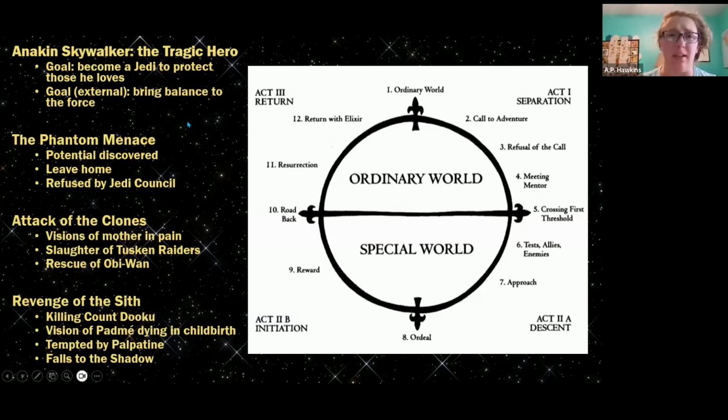But he fails in both of those goals. And you could argue that ultimately he succeeds in bringing balance to the Force at the end of the original trilogy because he is the one who throws the Emperor down the tube and ultimately kills him.